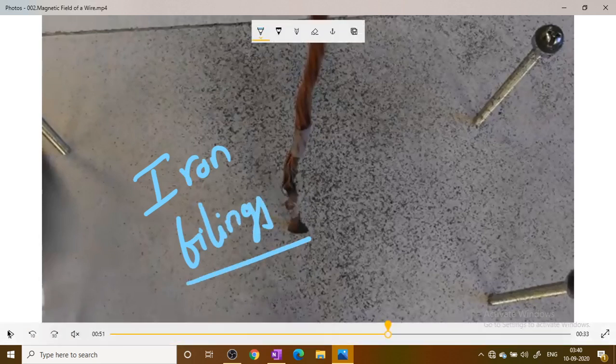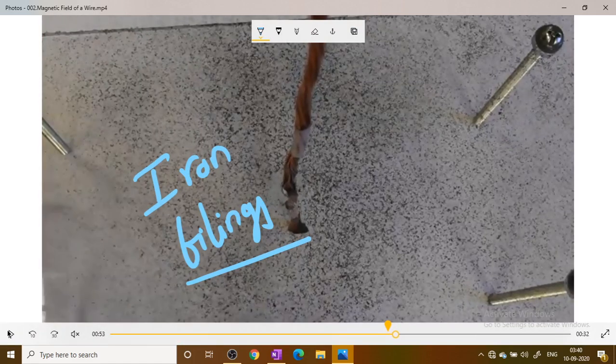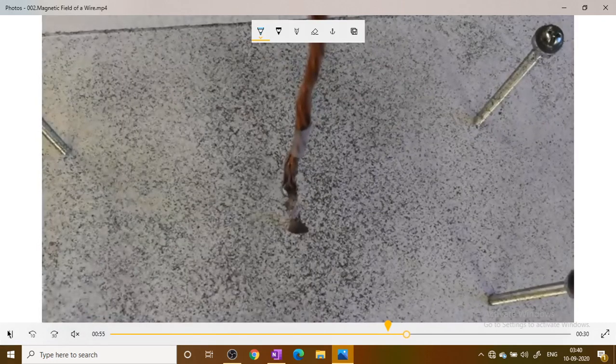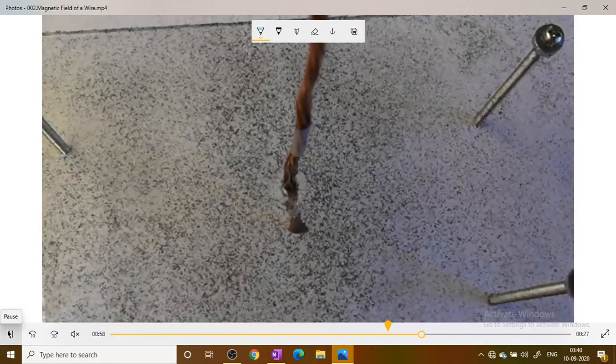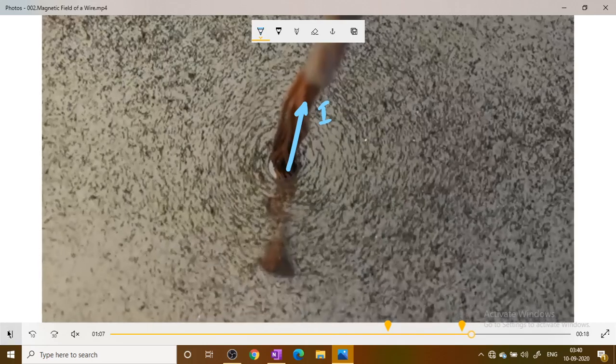Iron filings are nothing but very small powder of iron oxide. Iron is a magnetic material. So if there is a magnetic field near this conducting wire, we can get the evidence. When current is passed through this wire, let the current be passing in this direction. Now if you see the alignment of the iron filings, they are aligning in concentric circles.